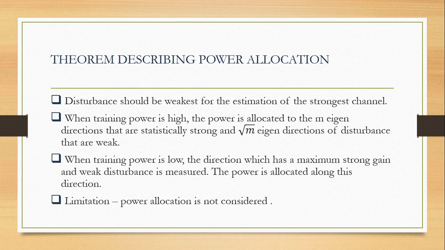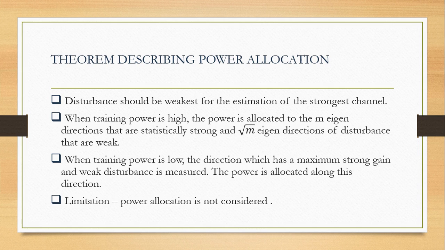The first point to be noted is that disturbance should be weakest for the estimation of the strongest channel. This means that the strongest channel has the weakest disturbance. When the training power is high, the power is allocated to the m eigen directions that are statistically strong and to the root of m eigen directions of disturbances that are weak. When training power is low, the direction which has a maximum strong gain and weak disturbance is measured. The power is allocated along this direction.